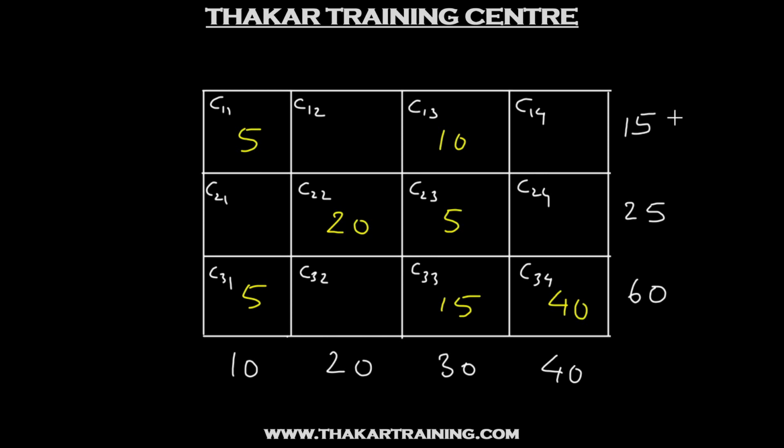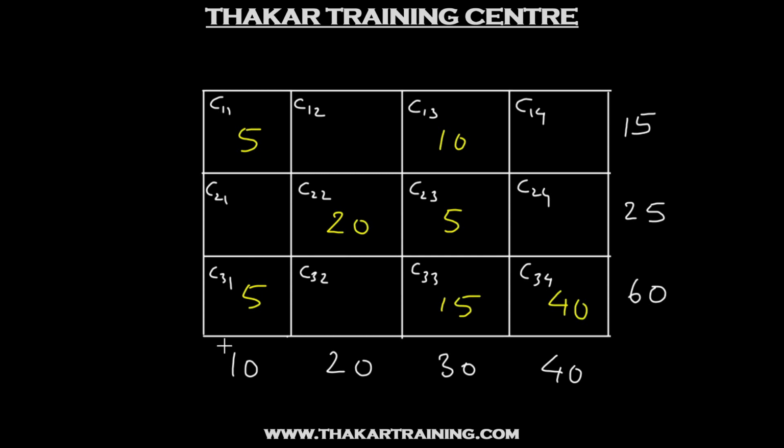When we look at the first source, its capacity is 15. We are going to transport a total of 5 and 10, that is a total of 15 quantities, from the first source. Similarly, for the second source, its capacity is 25 and we will be transporting a total of 25 quantities from that source. And for the third source, its capacity is 60 and here we are transporting 5 plus 15, that is 20, plus 40, which is 60. So the third source condition is also satisfied.